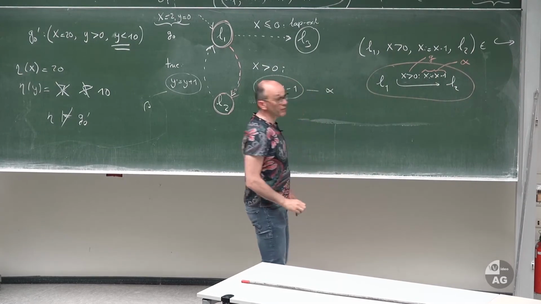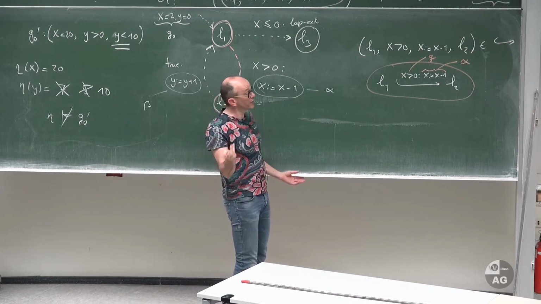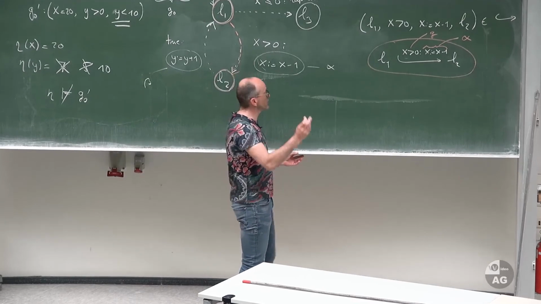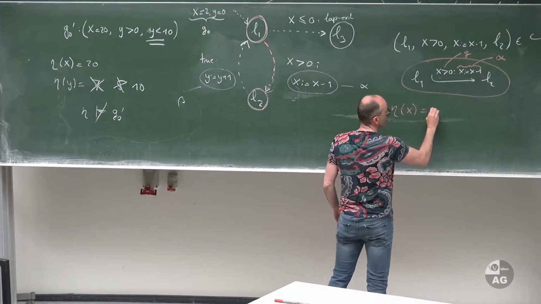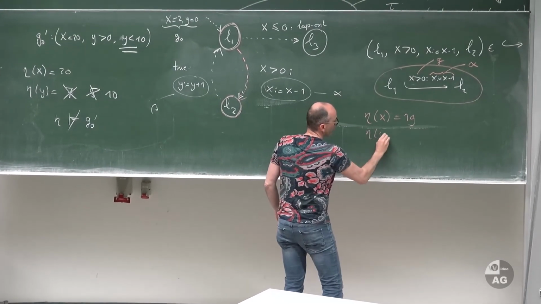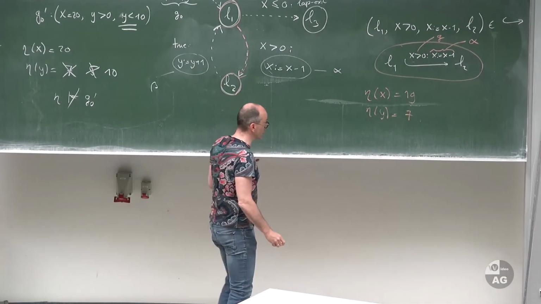For the rest, what I know, I have to define the relation on states. So this is not enough. I also have to fix what is the current value. So let's suppose the current value is as follows. Eta of x is, God knows what, 19. And eta of y is 7. So now I'm going to consider the current state.